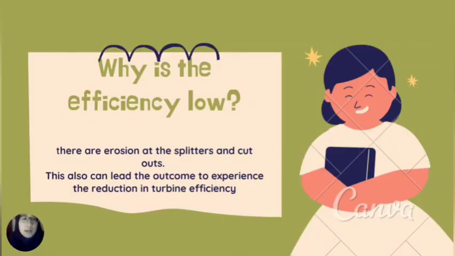Question number 4, why is the efficiency low? There are many reasons why the efficiency might be low, but I chose one: there is erosion at the splitters and cutout. This can also lead to a reduction in turbine efficiency.